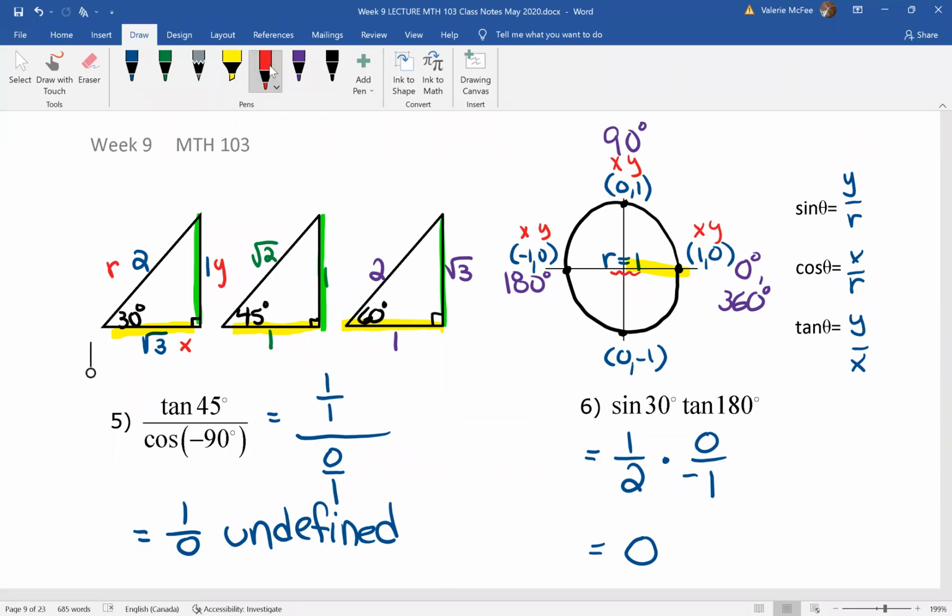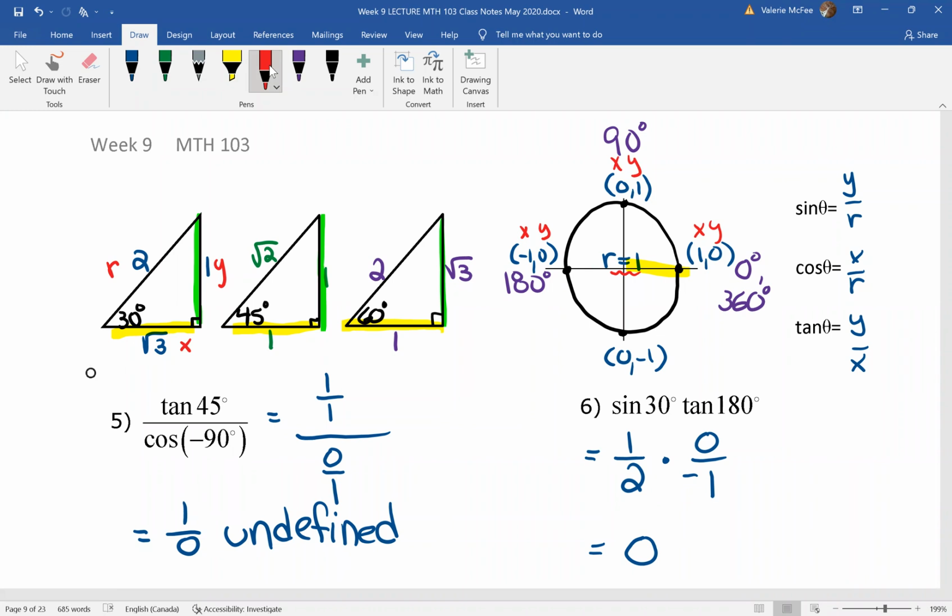For sine of 30 degrees, you use the 30-degree triangle. Y is 1 over r is 2. Tangent of 180 degrees, we're at this point on the unit circle where we see that y is 0 over x negative 1. A half times 0 is equal to 0.